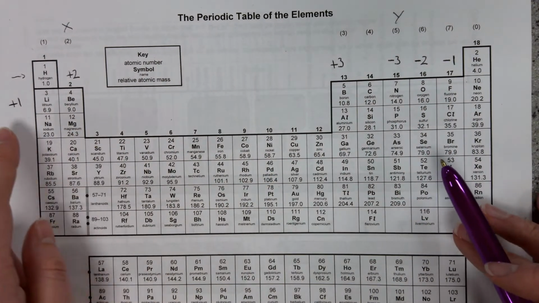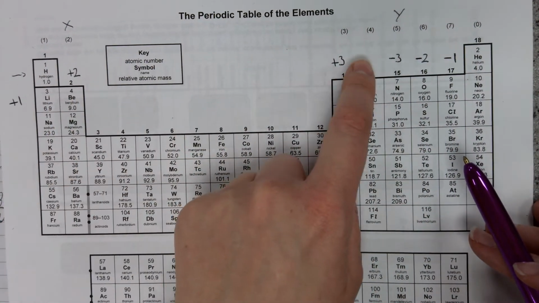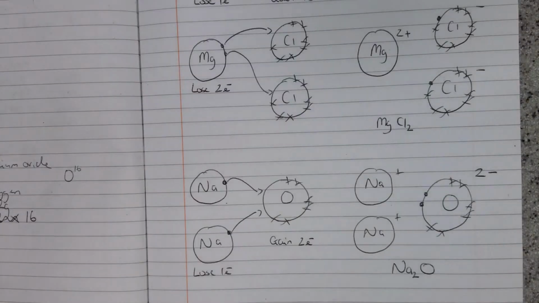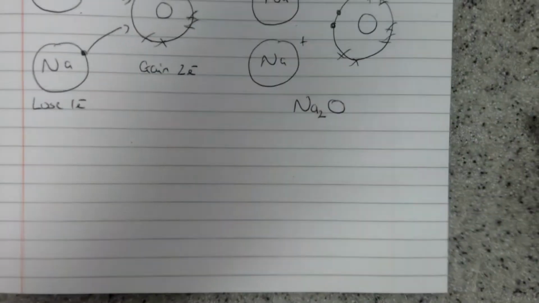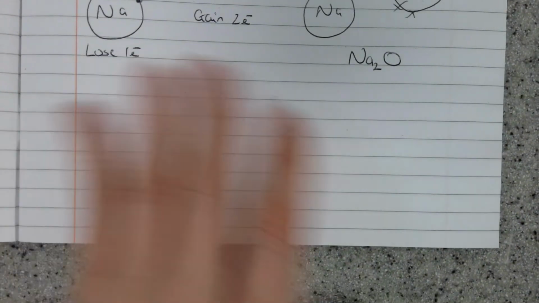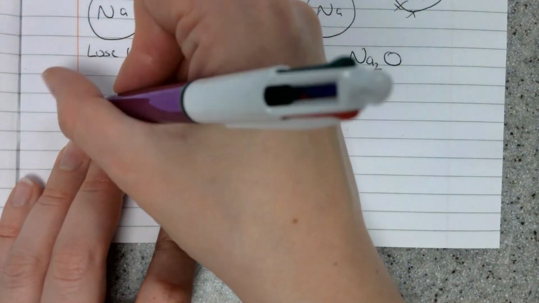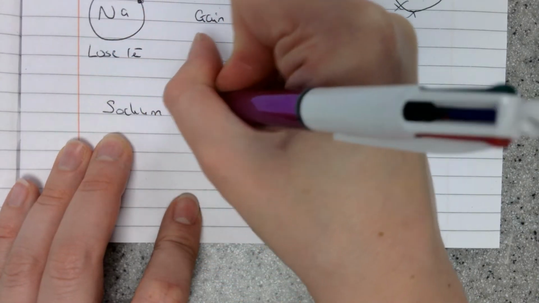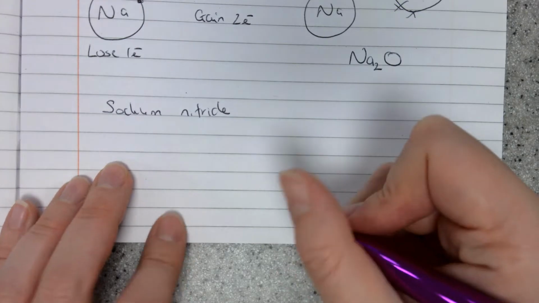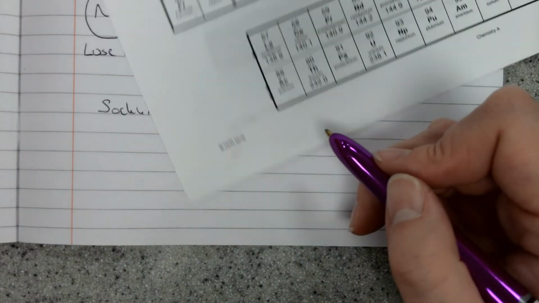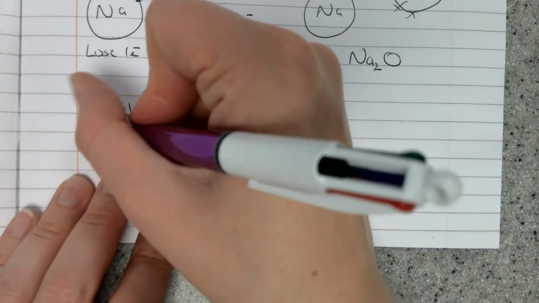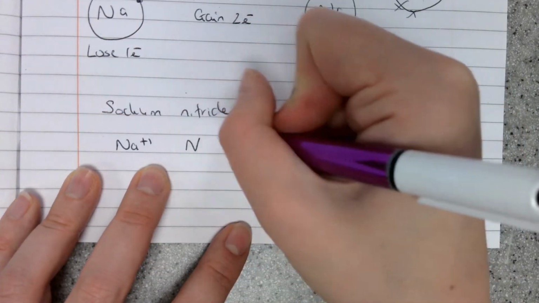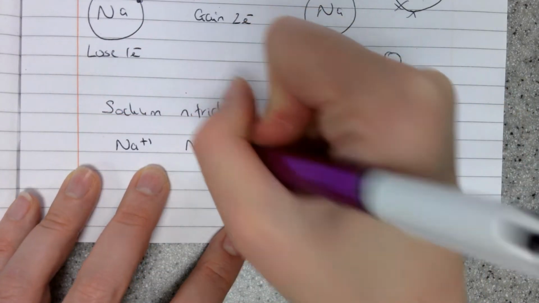So these are the charges you need to know: +1, +2, +3, skip 4, -3, -2, -1. And once you know those charges, it becomes a lot easier to write the formula of ionic compounds. So for example, if I was trying to write the formula of sodium nitride, I would go to sodium and I would see that it was in group 1 and therefore it's going to have a +1 charge. I would go to nitrogen and see it was in group 5 and therefore has a -3 charge.